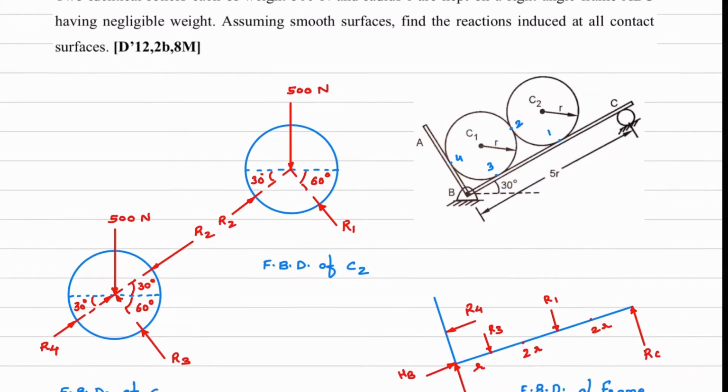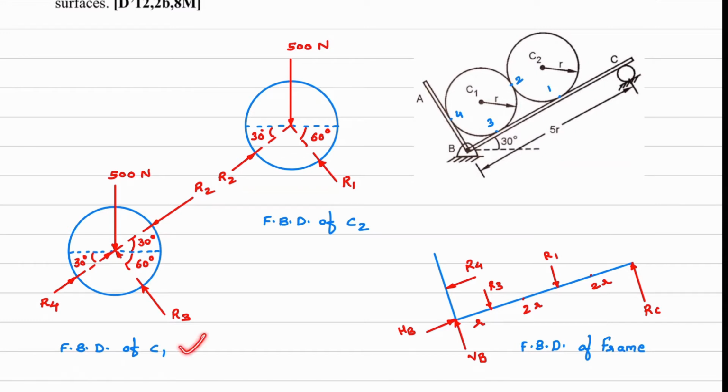Now to begin with, what I have shown over here is the FBD of cylinder 1 and cylinder 2. FBD of cylinder 1 is shown over here, FBD of cylinder 2 is shown over here. Since we have to calculate reactions at all the points, wherever there is contact, that point has to be separated. That is why I have drawn the FBD of C1 and the FBD of C2, not the FBD of both cylinders together, because we have to calculate this R2 as well. Then we will start from the top cylinder.